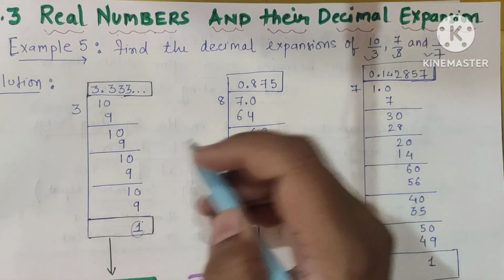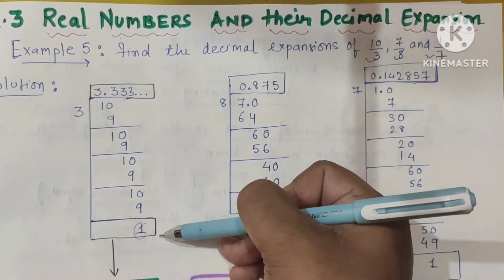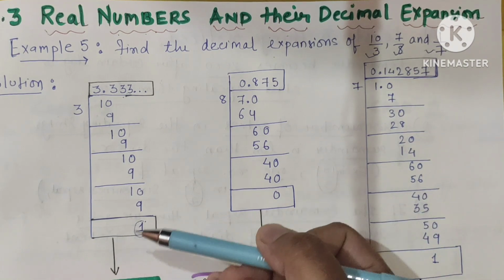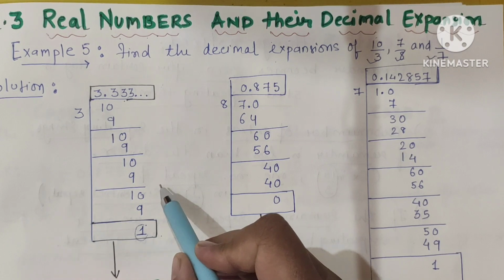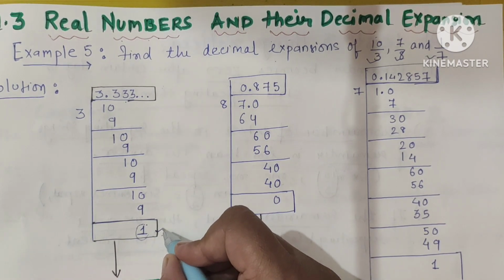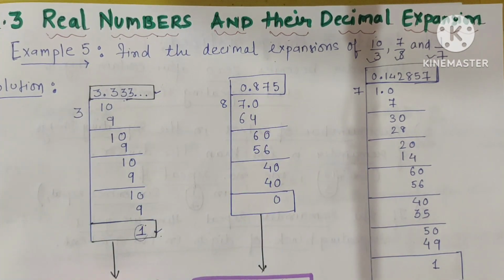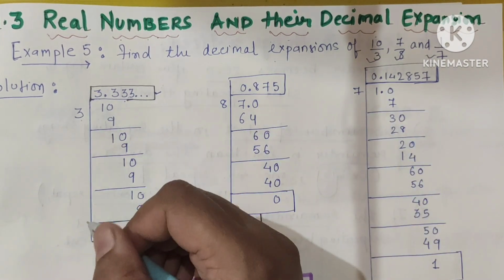First is 10 by 3. Here I have already noted down the three examples which have been done in your textbook. Here you have to specially take attention to the remainder and the pattern of the quotient. The first example is 10 divided by 3.